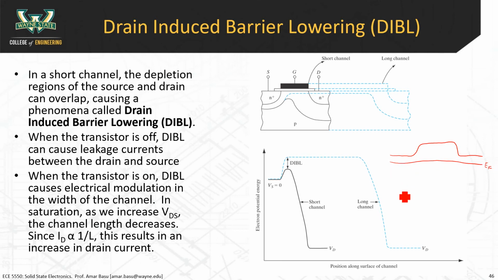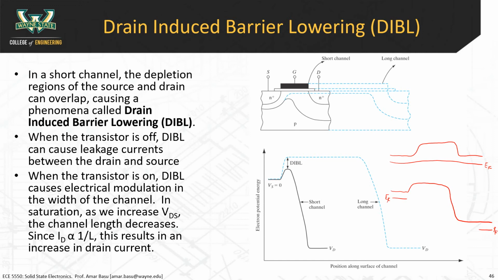If you apply a potential to it, then it looks like this. Because now you have an EF on this side and a different EF on this side. When you apply a potential between the source and the drain, you have two different EFs.